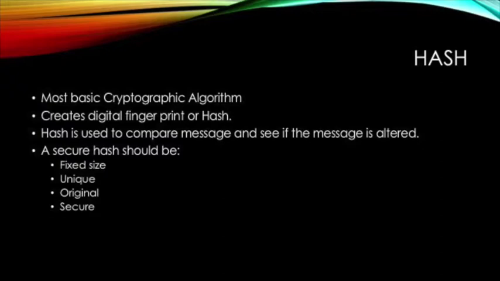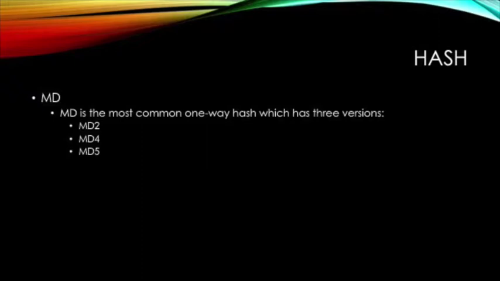Hash is the most basic cryptography algorithm. It creates a digital fingerprint. Hash is used to compare the message and see if the message was altered or not. A secure hash should be fixed size, unique, original, and secure. The first type of hash is MD. MD is the most common one-way hash, which has three versions.